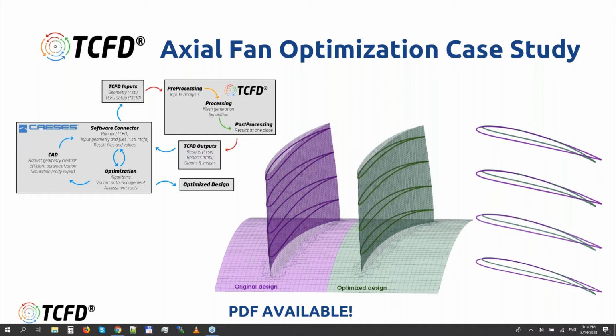Optimization study is, in general, a cycle of many simulations of many designs. The designs are created in Cases and then they are simulated in TCFD. And as a result, the engineer gets an optimized fan model with the higher efficiency. So again, a detailed PDF paper is available for those who are interested in the details.